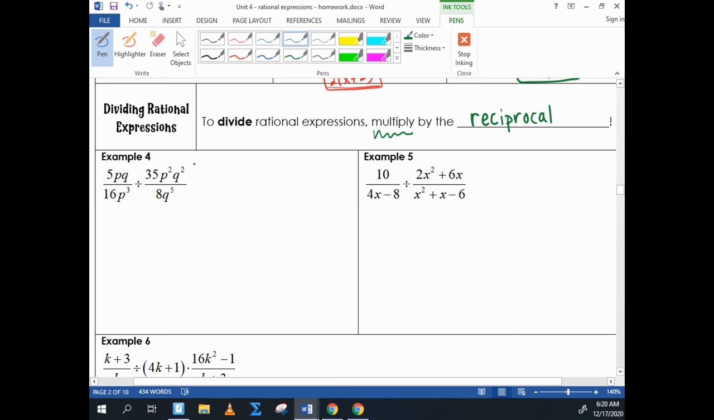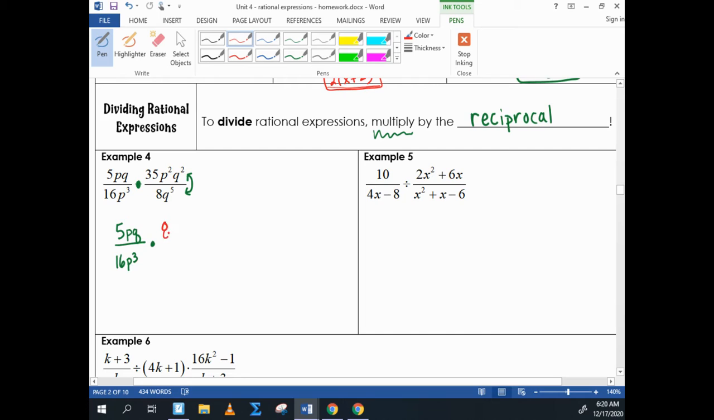So look at example 4 here. To make the reciprocal, I'm just going to switch that 35p squared q squared to the bottom and the 8q to the 5th to the top, and turn this to a multiplication problem. Always flip the one that's after the divide symbol. So leave this first one right how it was. This 5pq stays there, 16p to the 3rd stays there, but this one is the one we're going to flip.